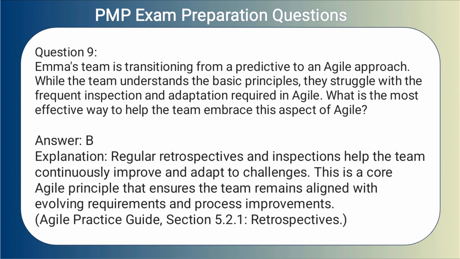Answer: B. Explanation: Regular retrospectives and inspections help the team continuously improve and adapt to challenges. This is a core Agile principle that ensures the team remains aligned with evolving requirements and process improvements.